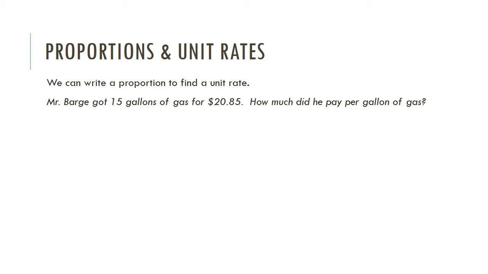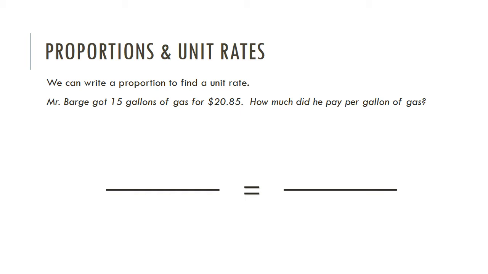So here's the situation we're going to look at and do together. Mr. Barge got 15 gallons of gas for $28.05. How much did he pay per gallon of gas? So we're going to set up a proportion to solve this unit rate the same exact way we've always done. We're going to put our two ratios equal to each other, set up the proportion.